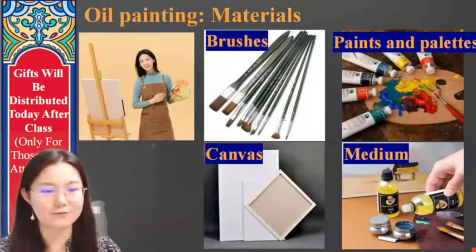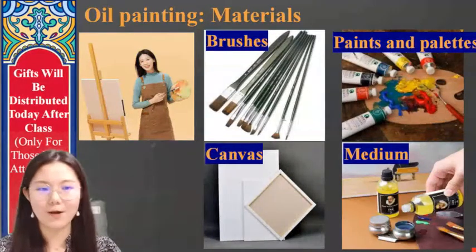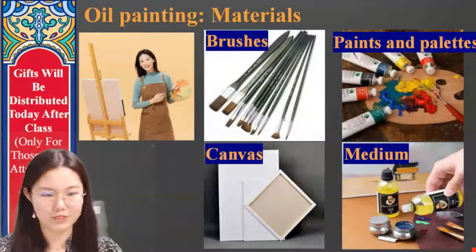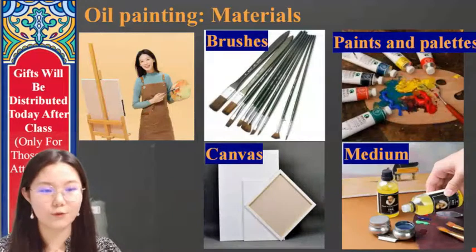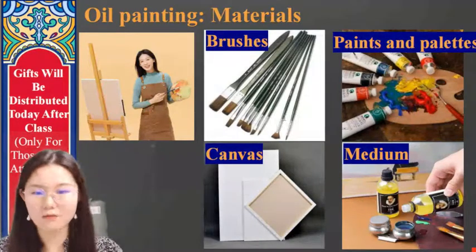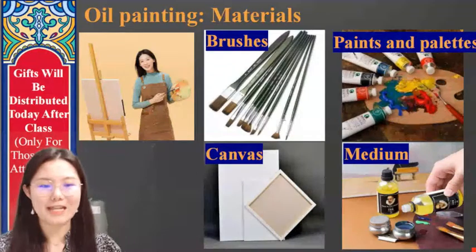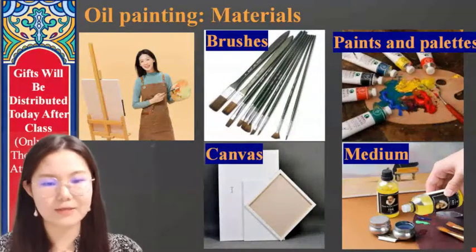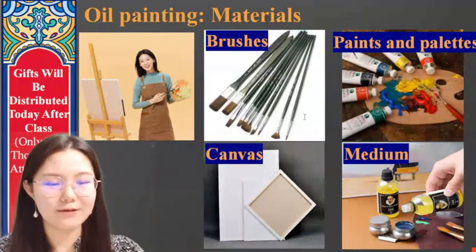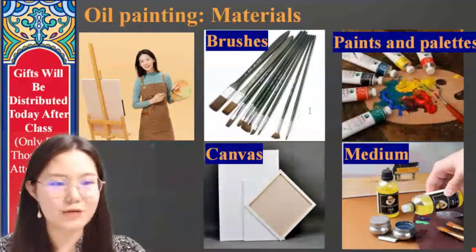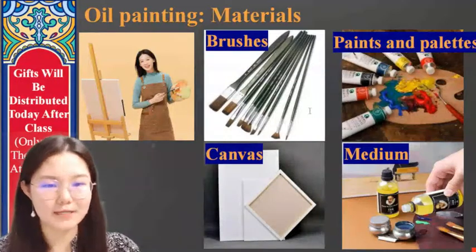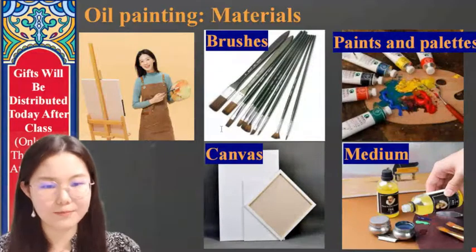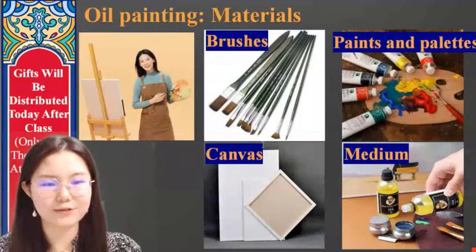There are actually many different kinds of brushes for oil painting. Okay, we're going to start from brushes. We can classify them in terms of size into large, medium, and small. And they also come in a variety of shapes. Some brushes are flat-tipped, some are square-tipped, some are pointed, some are fan-shaped, some are thinner, and some are thicker. There are so many different kinds of brushes.